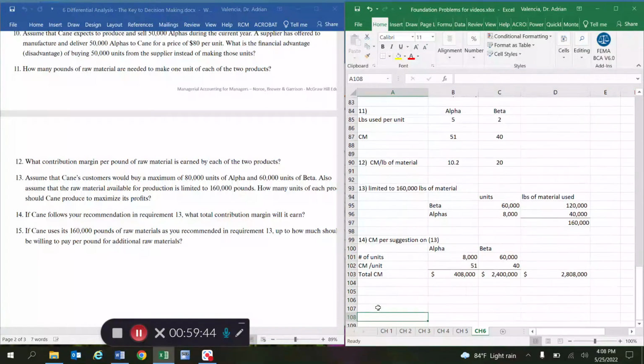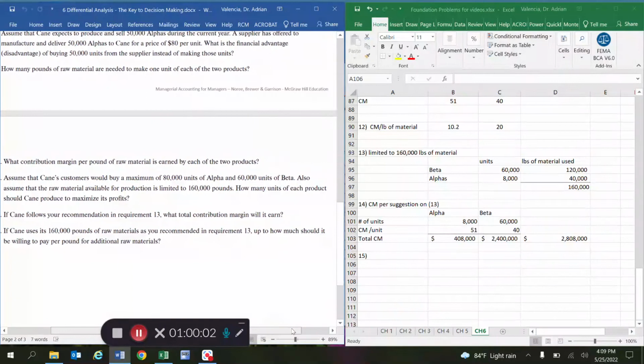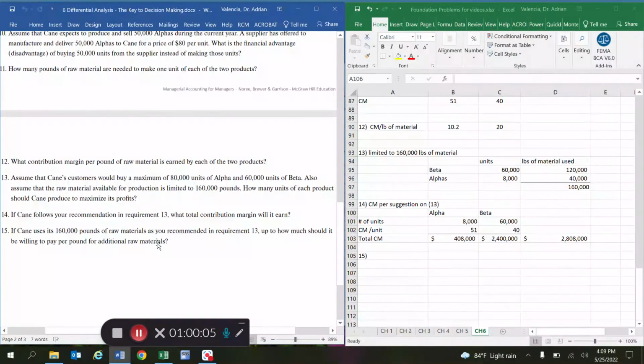Okay, and then finally, number 15 is asking us if Kane uses 160,000 pounds of raw material as you recommend in requirement 8, up to how much should it be willing to pay per pound for additional raw material? Okay, so currently we use the current cost for material. So current cost per pound is $6. So that was just given from above.